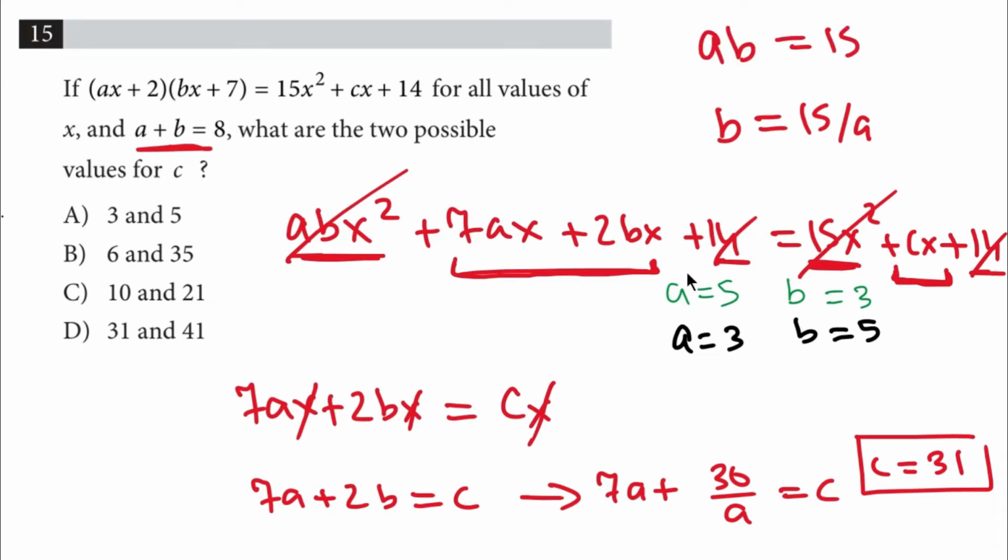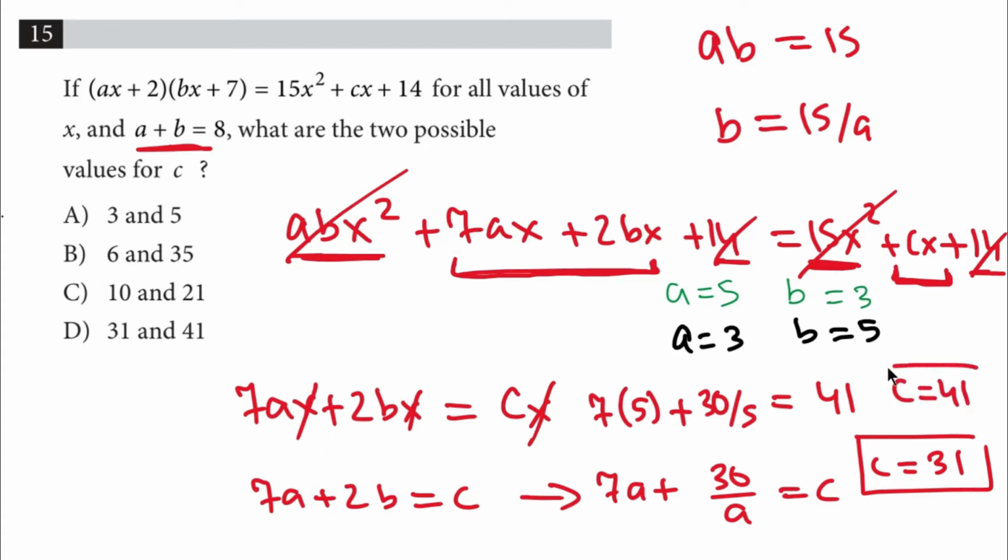So that works as well. Let me plug 5 instead of a. 7 times 5, right, plus 30 over 5 is equal to, 7 times 5 is 35. 30 divided by 5 is 6. So 35 plus 6, well, that gives me 41, right? So C now is equal to 41.